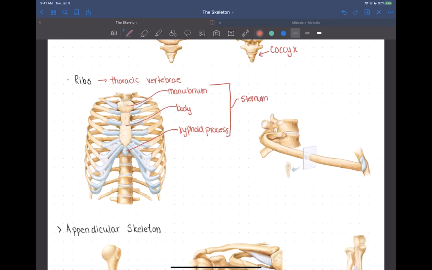All right, and so the ribs attach to the sternum, most of them, not all of them, and they're attached by cartilage. And remember, this is called costal cartilage. And that costal cartilage is made of hyaline cartilage. So it's hyaline cartilage.